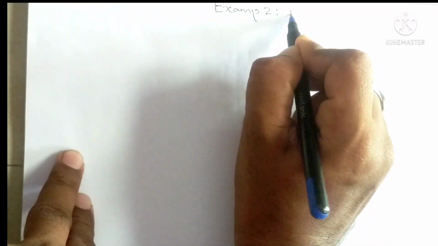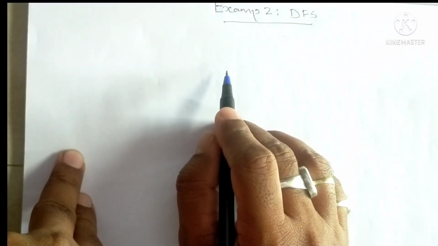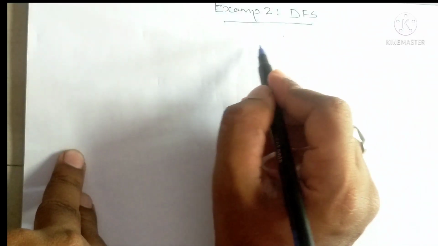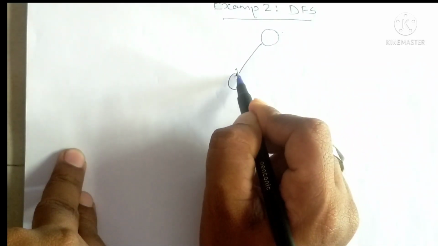Example number 2 for the DFS algorithm. So what is the input to the DFS algorithm? That is a graph. Let me draw a graph. Suppose we have a directed graph.